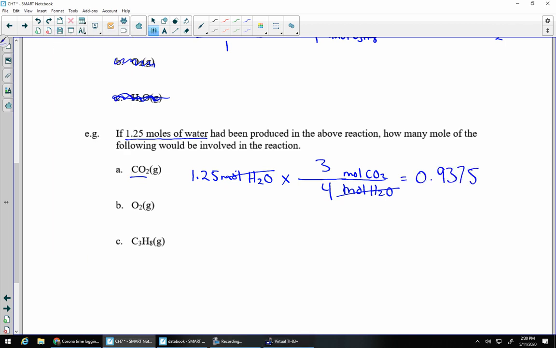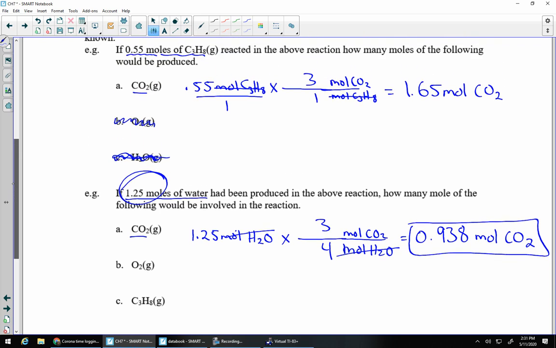0.9375. I think we could do a little bit better with sig digs. So from the original up here, we've got 3 sig digs. So I might even round this to 0.938 so that I've still got 3 sig digs. And that's, of course, going to be moles of carbon dioxide. Very, very nice. So all the rest of the examples, you can feel free to try out the rest of these examples here too.